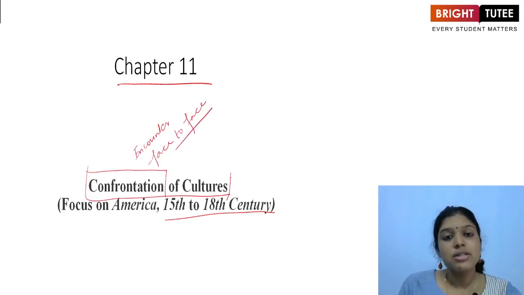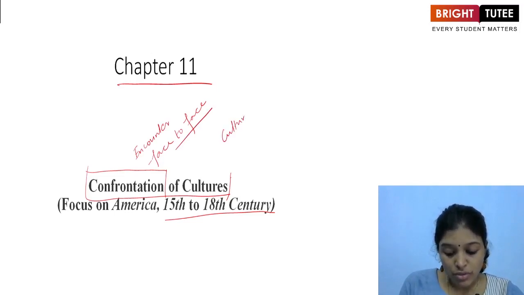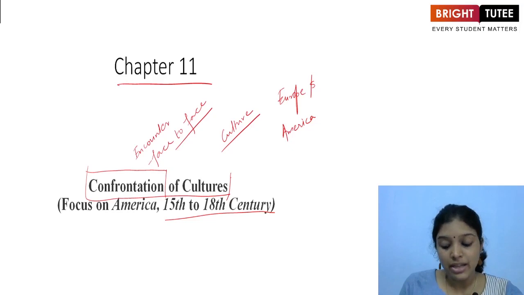So here, what is coming face to face or encountering each other is culture of two different continents, that is Europe and America. So when Europeans come in contact with Native Americans, what happens and why it is considered as an important event in world history. So this is what our focus will be, and the time period in which it happens is beginning from 15th century and it continues for a long period, that is till the 18th century.